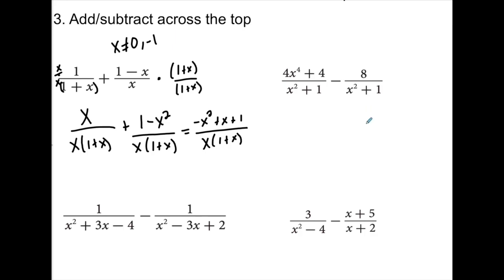All right, on the second one, you can see this is a case where the denominators are already the same. So I simply just subtract across the top. So I have 4x to the fourth, and then that won't combine with anything, but the 4 minus 8 gives me a negative 4.